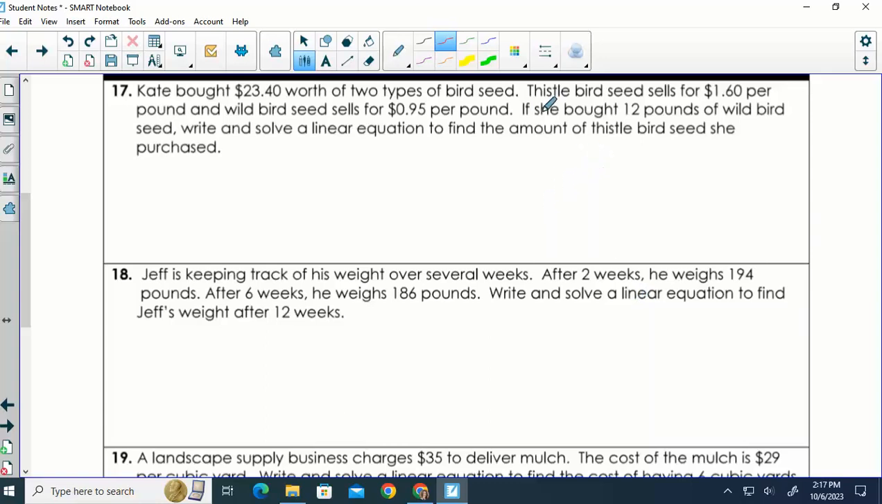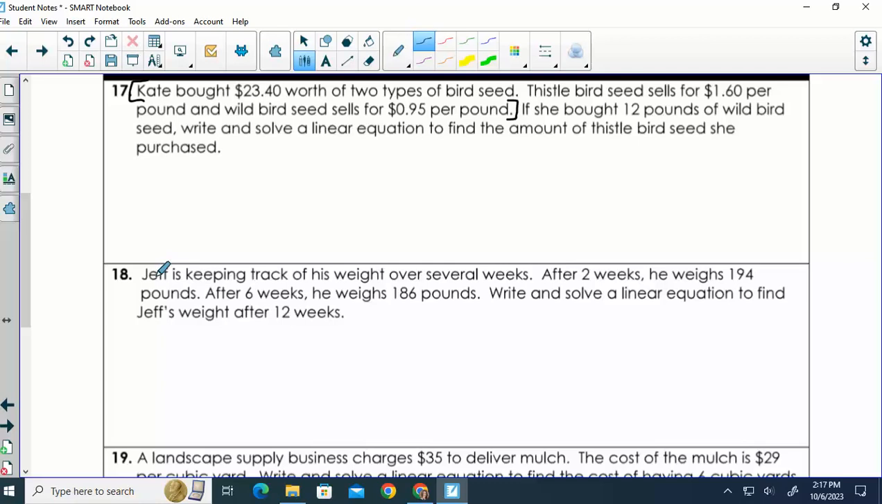On all of these, when I say write and solve a linear equation to do this, the last sentence, that number there, is the number you are plugging into your equation. So as far as writing the equation, we ignore that from the beginning. So it says Kate bought $23.40 worth of 2 types of birdseed. Thistle birdseed sells for $1.60 per pound, and wild birdseed sells for 95 cents per pound. Okay, stop right there. The rest of it is just my last sentence and it's telling me what to plug in. This is what I have to write my equation off of.